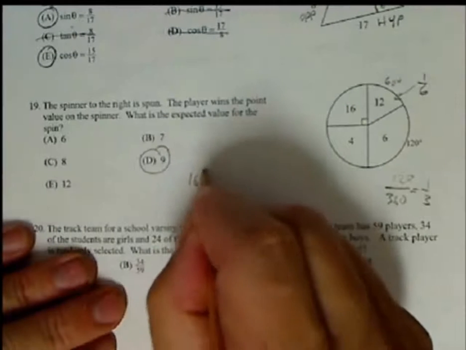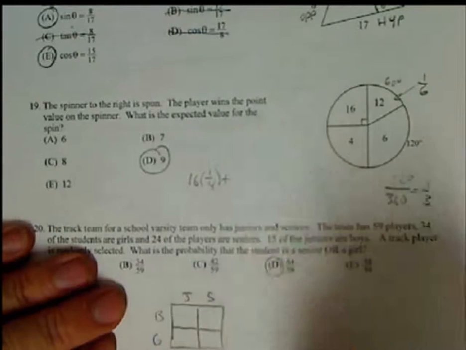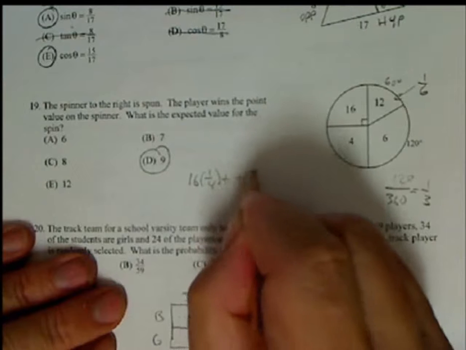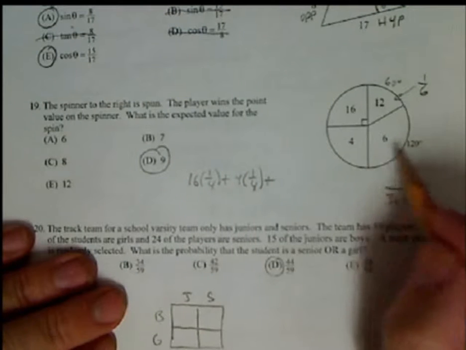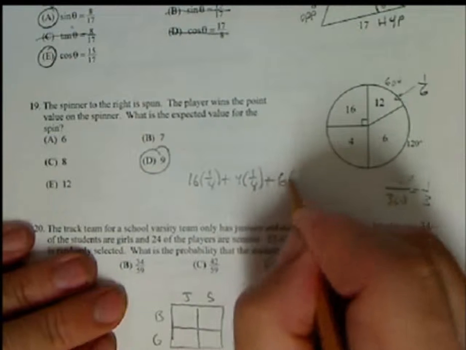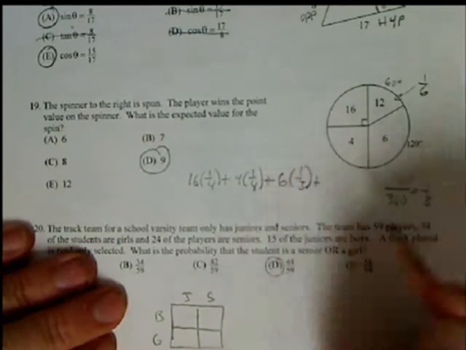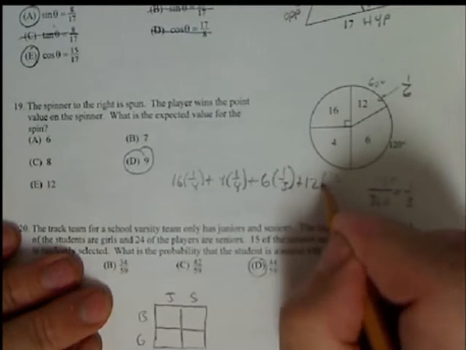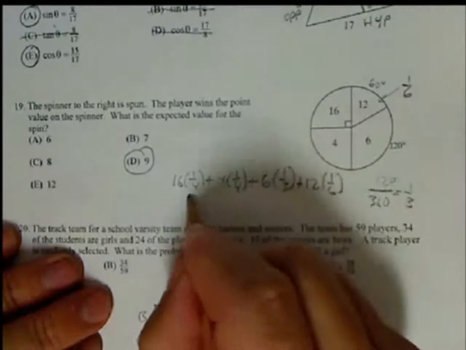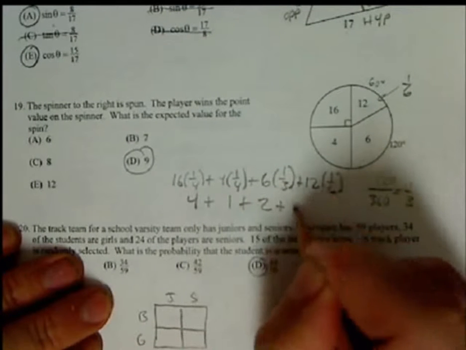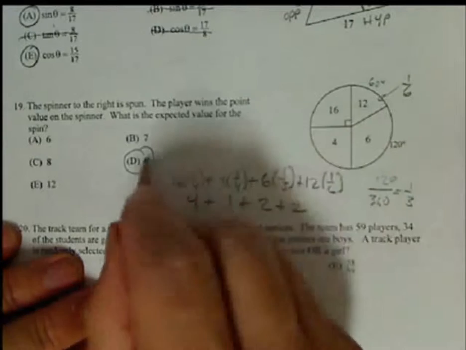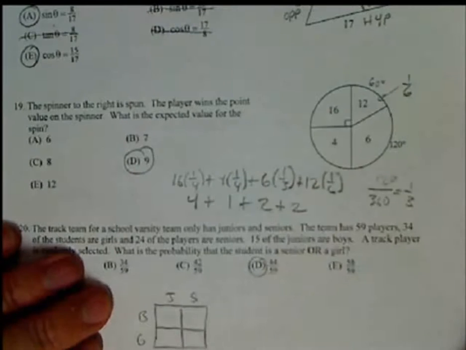So if I did 16 times 1/4 plus 4 times 1/4 plus 6 times 1/3, plus 12 times 1/6, I've got 4 plus 1 plus 2 plus 2. That's 9. There's my expected value. Sum of x times p of x. Okay, then we have this last one.